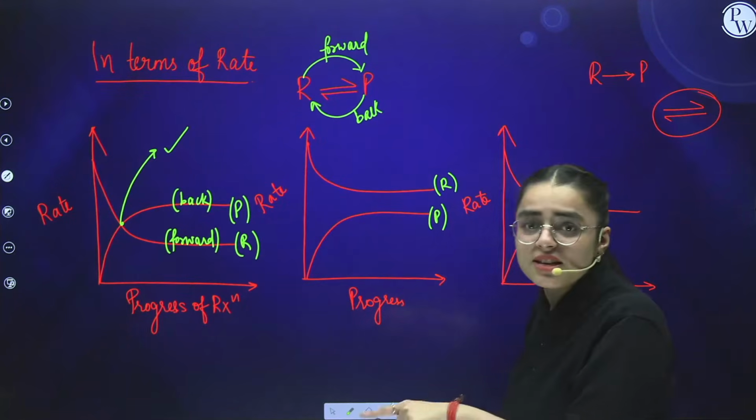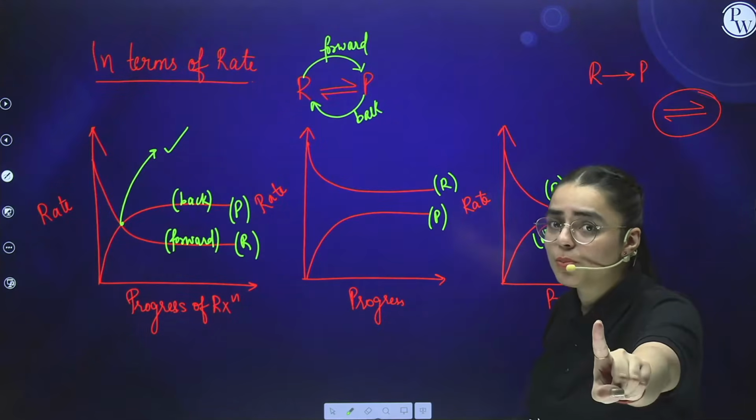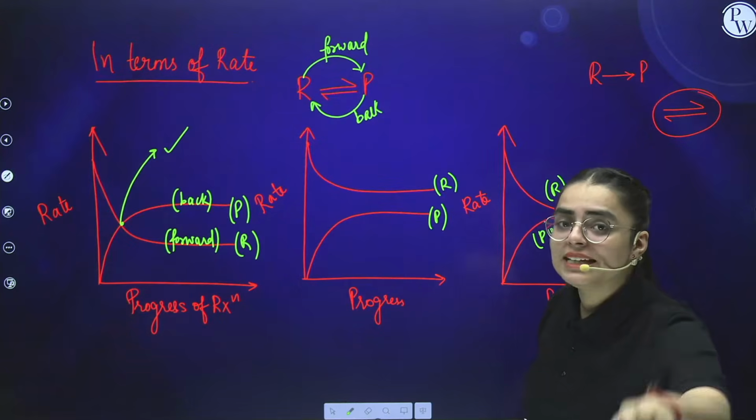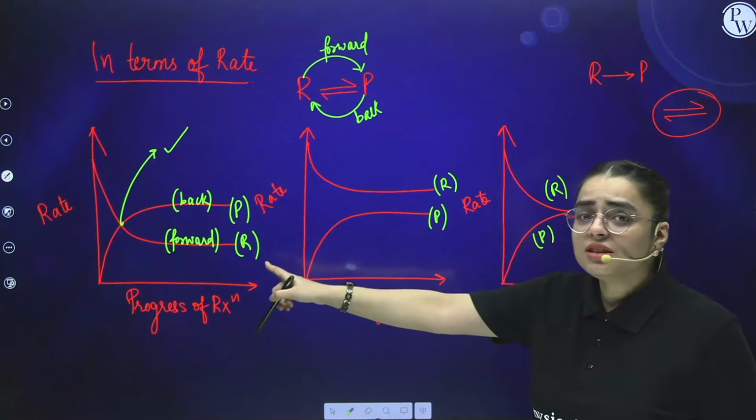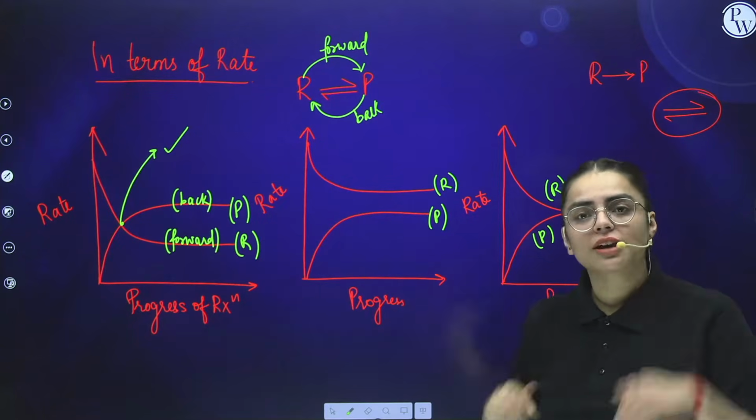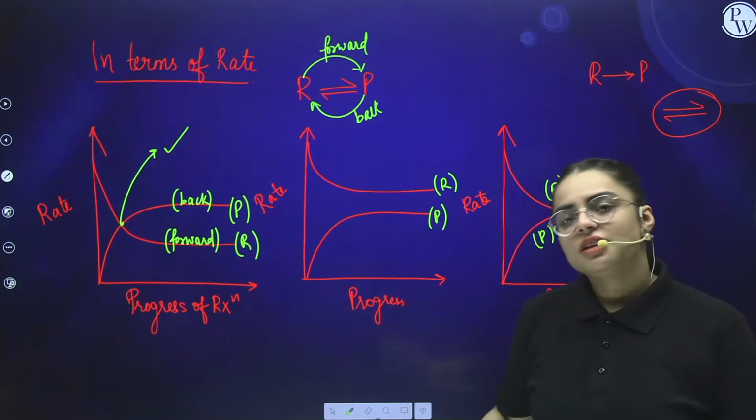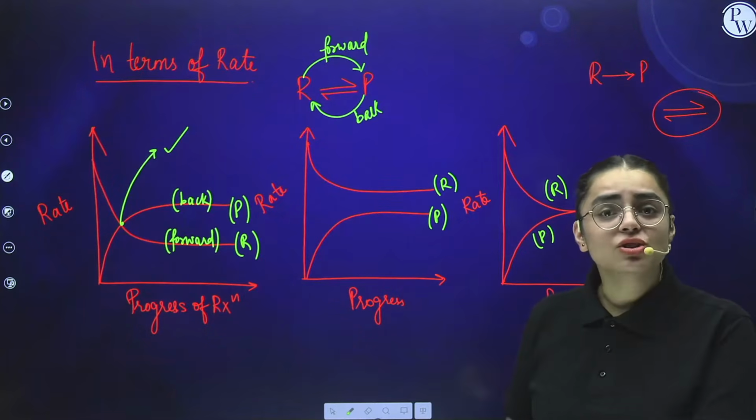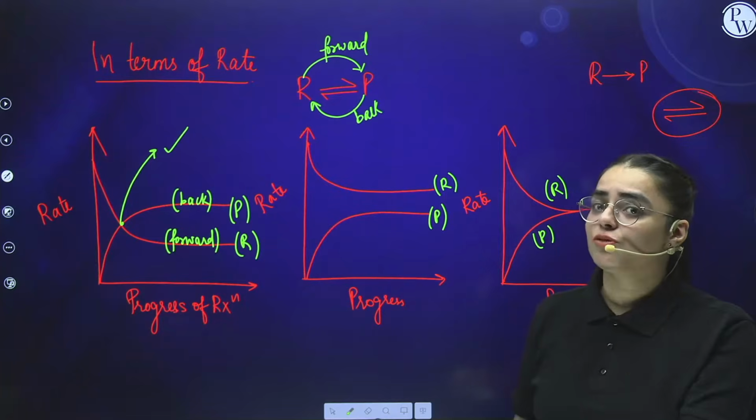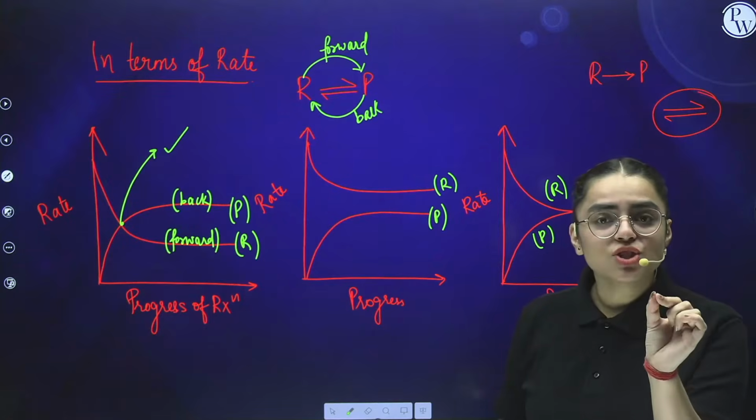In the previous case, this point was not the equilibrium point, because after this point, increase and decrease in concentration was seen. Now we don't have to see the concentration over here, that reactant is being decreased and product is being increased. No, we just have to find a point at which the rate of forward is equivalent to the rate of backward. That's it. A point at which they are equal.